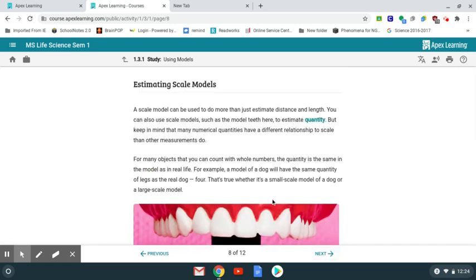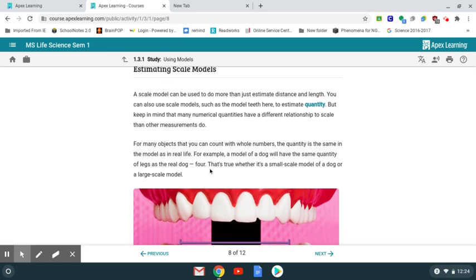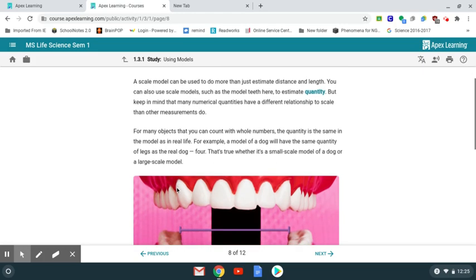So this next one says a scale model can be used to do more than just estimate distance and length. You can also use scale models, such as the Model T here, to estimate quantity. So quantity is a number, how many. But keep in mind that many numerical quantities have a different relationship to scale than other measurements do. For many objects that you can count with whole numbers, the quantity is the same in the model as in real life. For example, a model of a dog will have the same quantity of legs as the real dog, 4. That's true whether it's a small scale model of a dog or a large scale model.